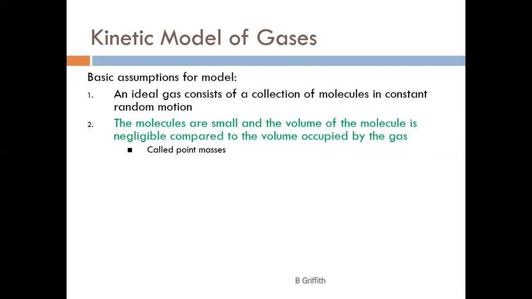Now, this is highlighted in green, as another one will be, because later on, as we start to look at our ideal gases, we will look at these two properties that are highlighted in green. When we say that our molecules are small, under the assumption that in an ideal gas, the molecules are small, and the volume of the molecule is negligible compared to that occupied by the gas, they're sometimes referred to as point masses. So here's this analogy.